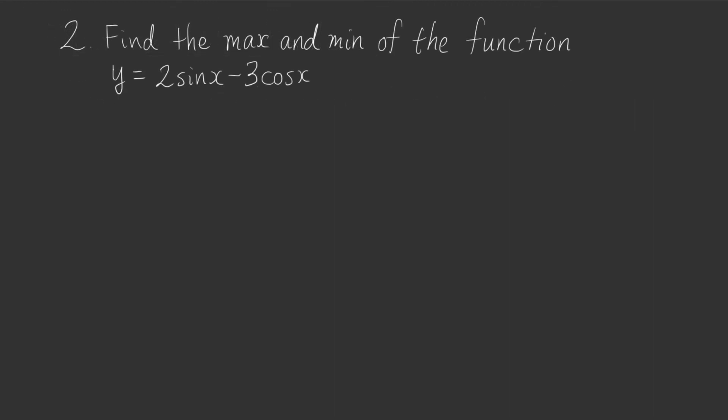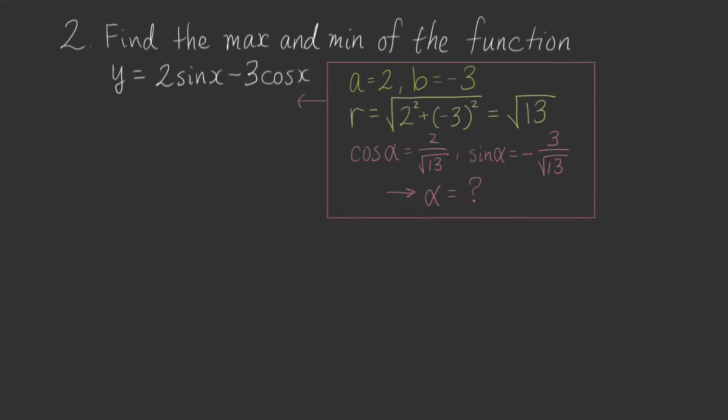In example 2, we want to find the maximum and minimum of the function y equals 2 sine x minus 3 cosine x. Again, we use our formula from the previous video and get r equals the square root of 13, and cosine alpha equals 2 over the square root of 13, sine alpha equals negative 3 over the square root of 13, which means alpha is, well, we don't know. This isn't an angle that we know. So what should we do?